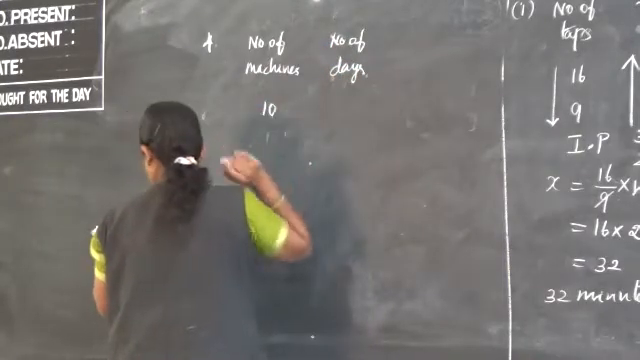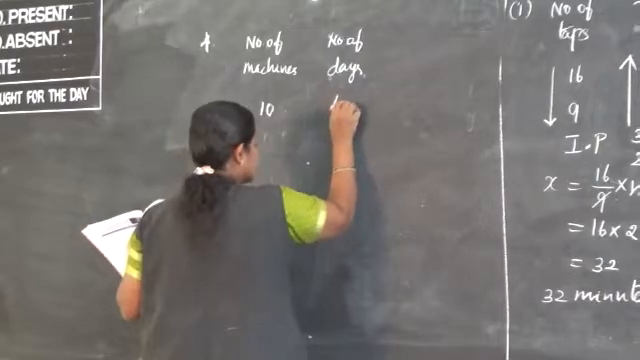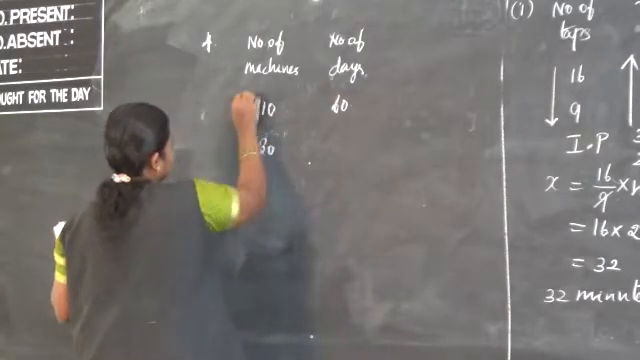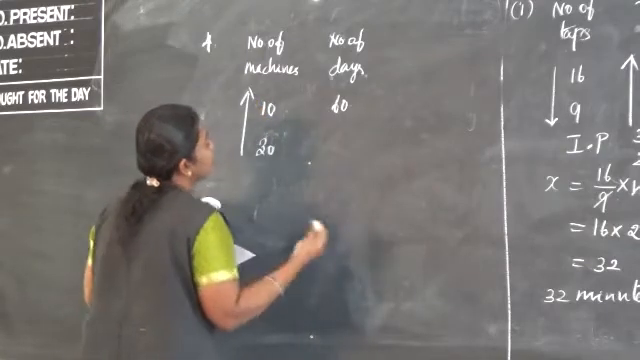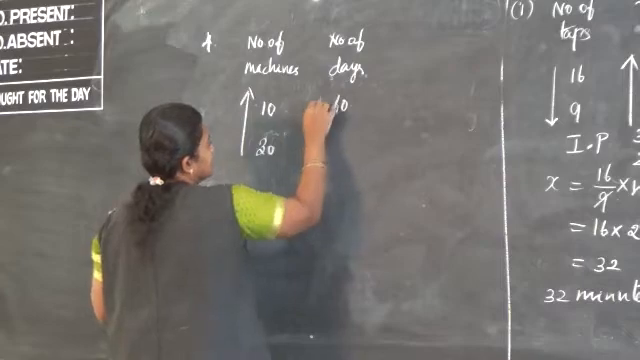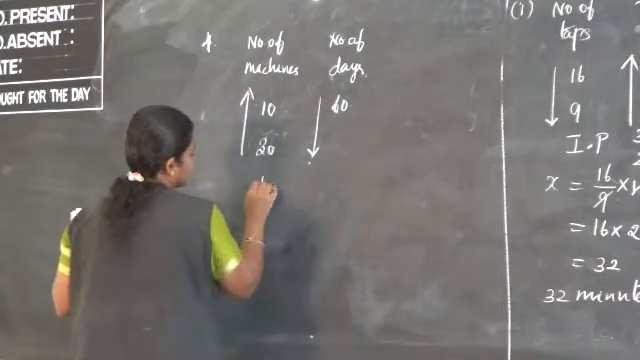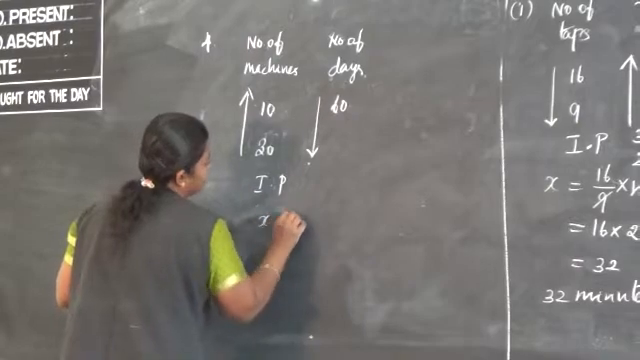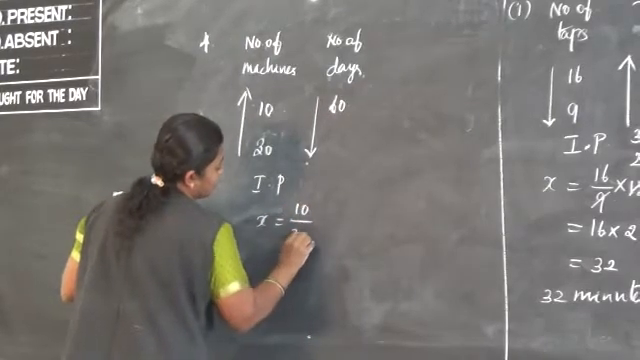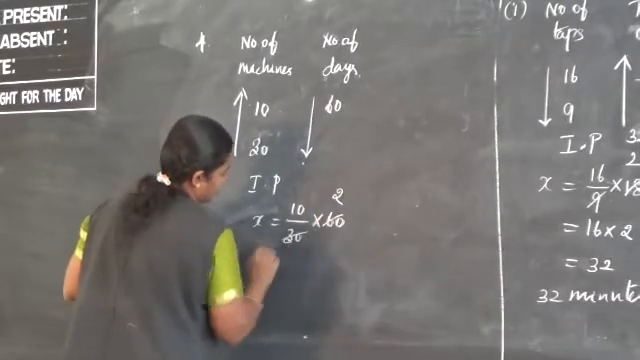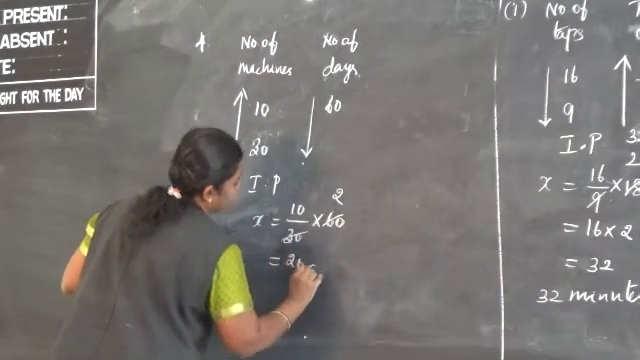10 machines can complete the work in 60 days. Now 20 machines are added. If more machines are working, we can complete the work in fewer days. So the days will be decreasing. It is an inverse proportion. So as it is, write it in proper order. So 10 by 30 into 60. If you are cancelling 2 times, so 20 days.